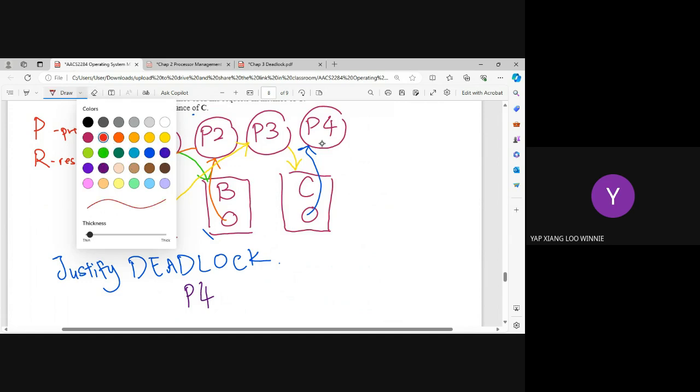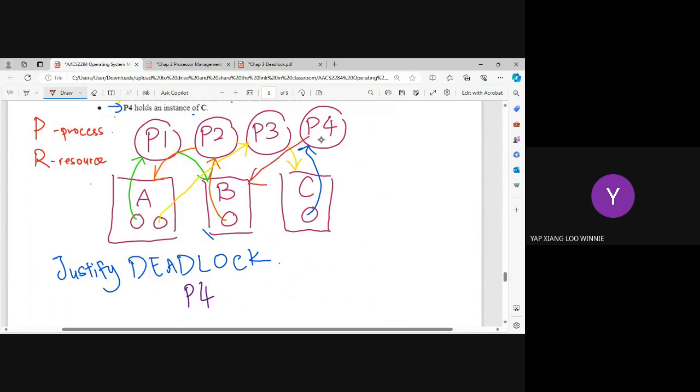So imagine if process 4 is actually requesting B, and you see there's no B available. To justify deadlock, you say, yes, there is deadlock, because there is no process that you can execute at the moment. If the question comes out like this, your process 4 is requesting B while holding C, it is a circular wait already, and that is deadlock. But if there's no this line, let's see whether there is any deadlock.